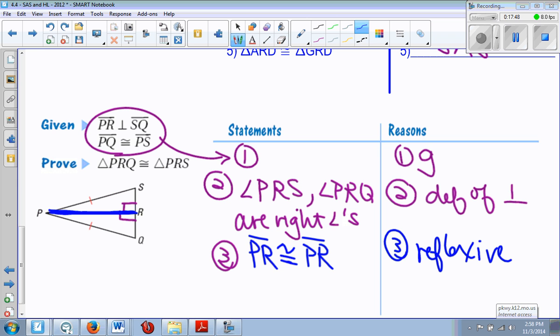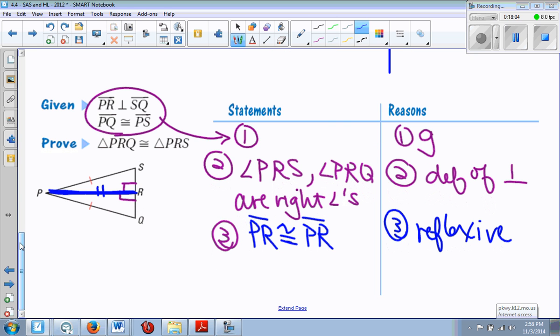Now here's the deal with the rest of the proof. If you notice, the 2 sides that I have marked congruent don't form the right angles. So I don't want to use SAS because that right angle is not an included angle. Therefore, instead of using SAS, I'm actually going to use what's called hypotenuse-leg theorem. Because hypotenuse-leg theorem requires 3 things also.